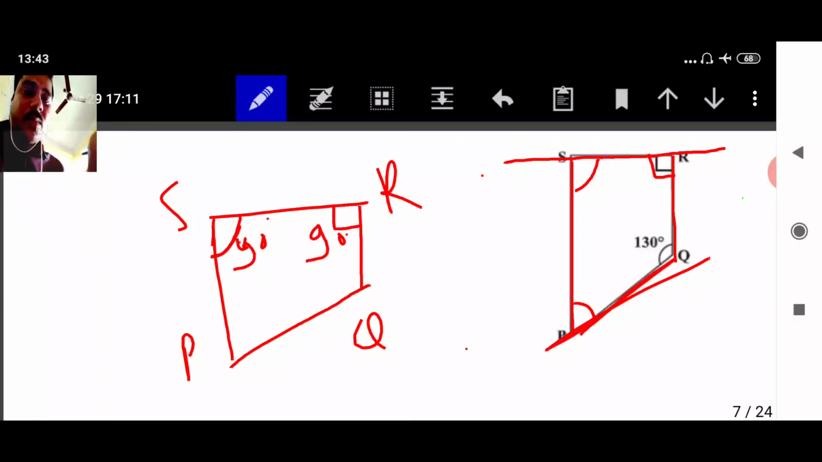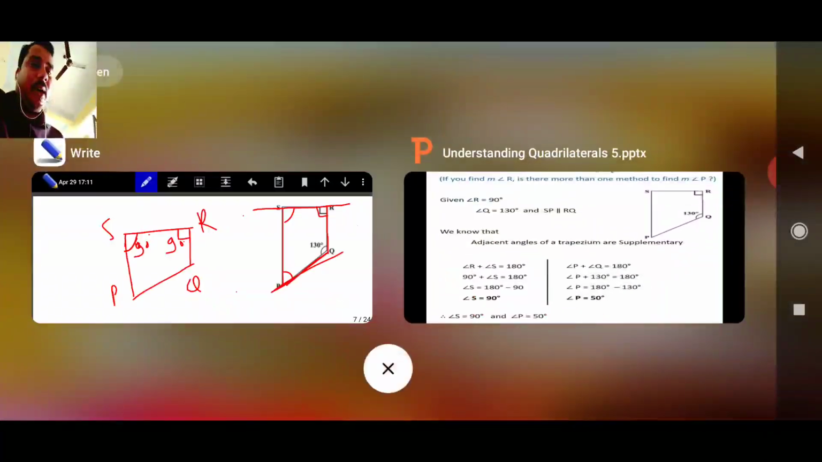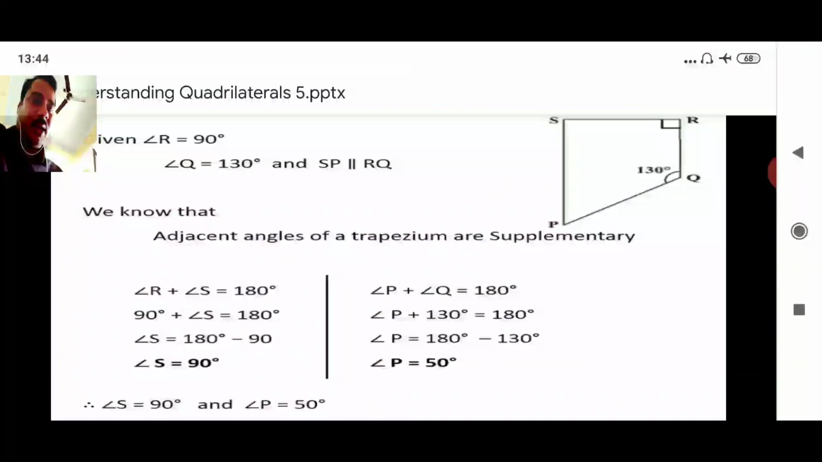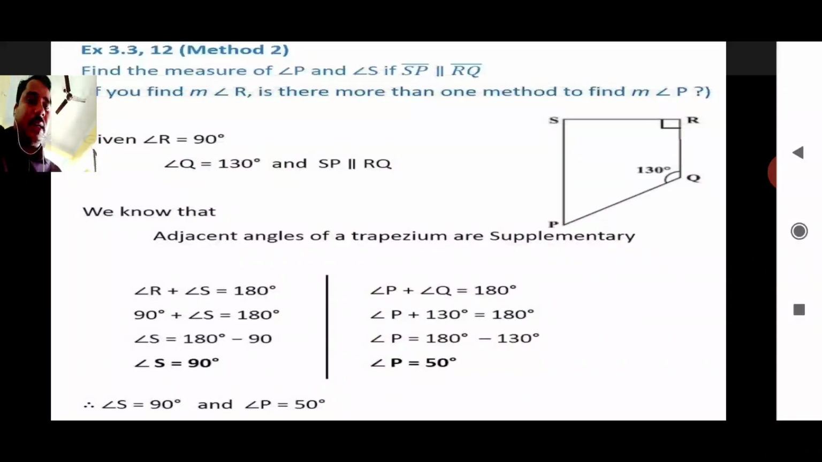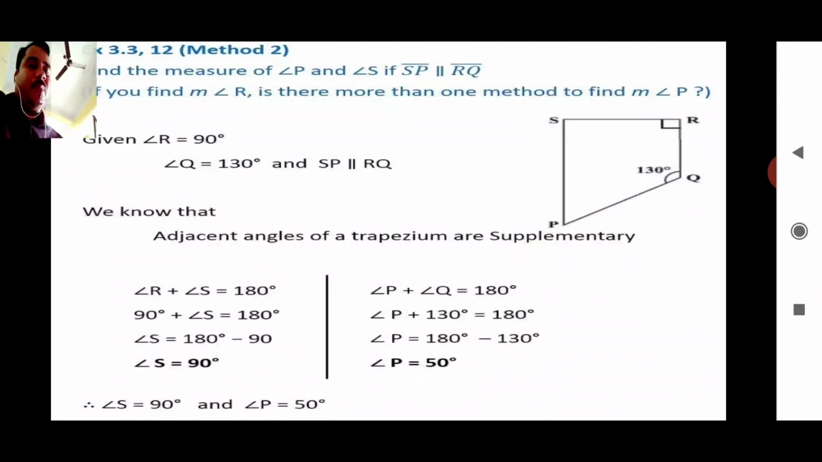Here what is the method applied? The method applied is that adjacent angles of a trapezium are supplementary. So S equal to 90. Similarly, you can find P plus Q equal to 180, P plus 130 equal to 180, P equal to 180 minus 130, P equal to 50 degree.